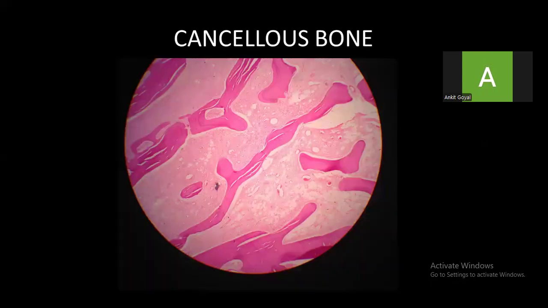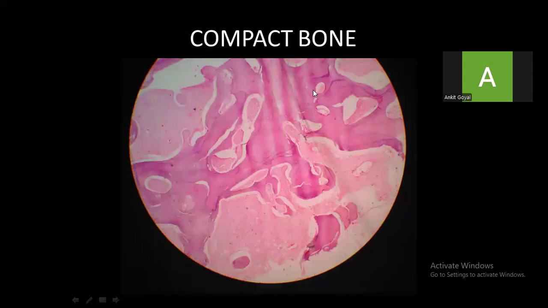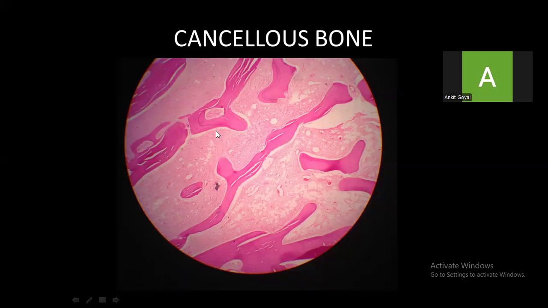Histologically, here we can see the histological picture of cancellous bone, in which the connective tissue portion is more compared to the hard tissue. And here in compact bone, this is the bony part, and this is the connective tissue part. These are the main differentiating features, and in higher magnification we can also see the lacunae and the osteocytes. So here comes the end of this lecture. Thank you.